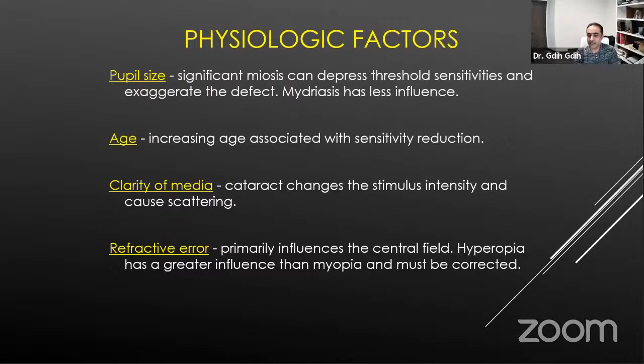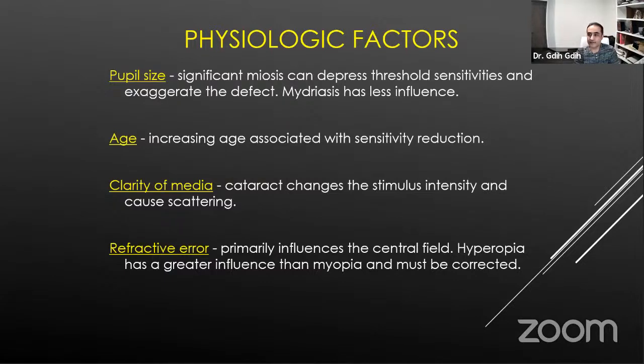Increasing age will reduce the sensitivity of the point that you're testing. So it's very important to age match the test, because the test is age matched. And we're going to talk about that more in the coming slides. Clarity of media is also important. If you have a patient with cataract or corneal scar or uveitic changes due to uveitis, inflammation in the AC, or vitreous hemorrhage, all that can affect the visual field outcome.